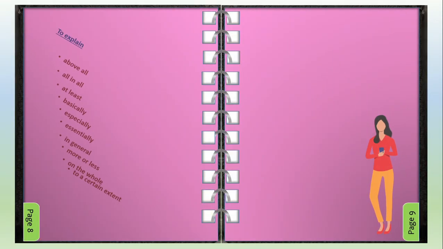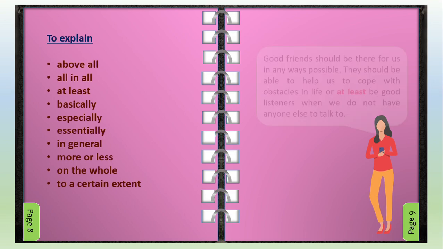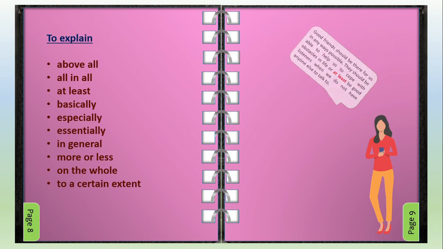Next, to explain: above all, in all, at least, basically, especially, essentially, in general, more or less, on the whole, to a certain extent. Good friends should be there for us in any ways possible. They should be able to help us to cope with obstacles in life, or at least be good listeners when we do not have anyone else to talk to. So this is like the explanation after the words to cope with obstacles in life.